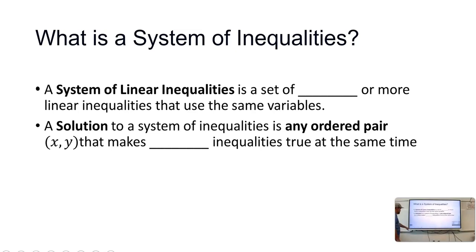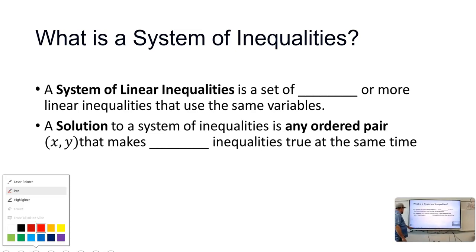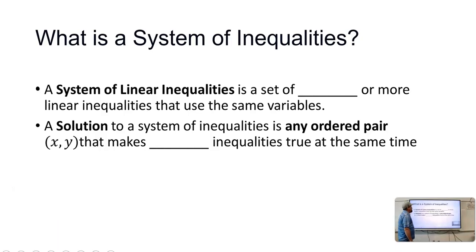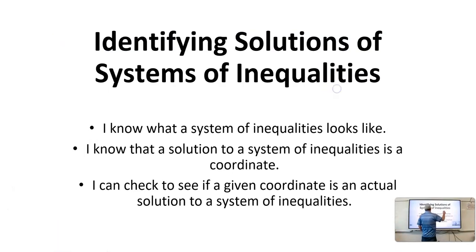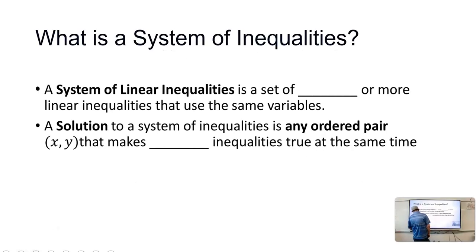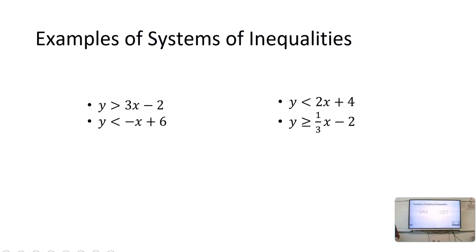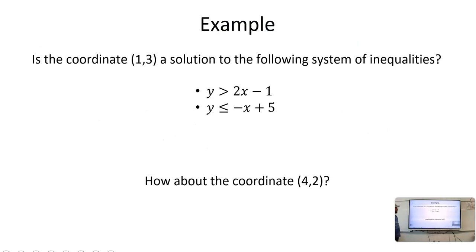So once again, a system of linear inequalities is a set of two or more linear inequalities that use the same variables. A solution to a system of inequalities is any ordered pair that makes all the inequalities true at the same time. Okay, this one's pretty straightforward and not too bad. So here's some examples of systems of inequalities. Okay, this is what your assignment's going to look like.